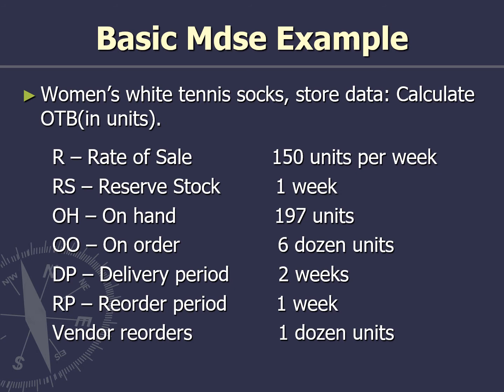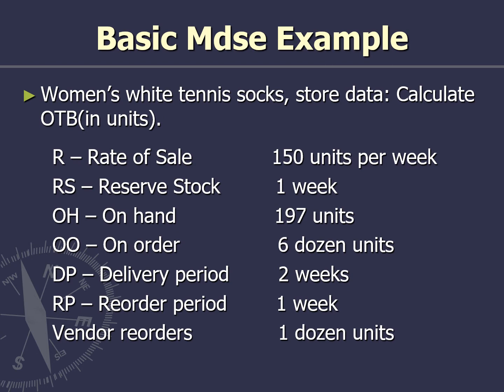All right, so let's apply what we just talked about in this example problem. Let's say we have women's white tennis socks that we have to plan for based on the following parameters. The R, rate of sales, is 150 units per week for these tennis socks. Reserve stock is 1 week, which means we want to have at least 1 week worth of merchandise reserved in the store, regardless of the sales. OH, on hand, is 197 units currently in the store, and 6 dozen units, so 6 times 12 units, are on their way to the store right now.